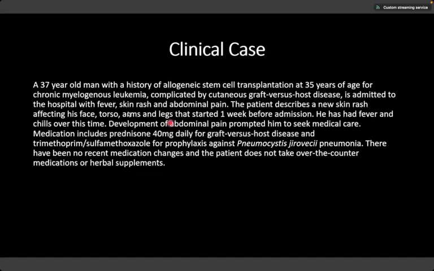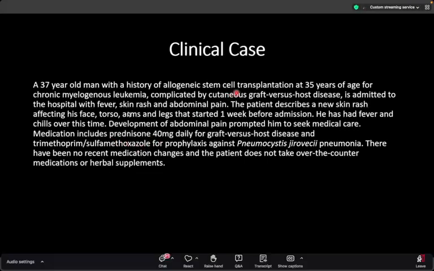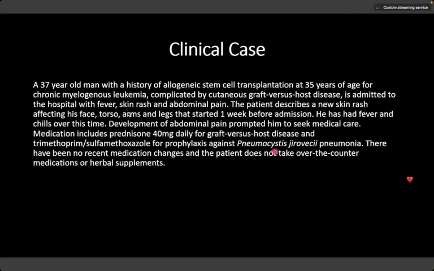He has had fever and chills. Uh-oh, doesn't sound good. Development of abdominal pain prompted him to seek medical care. The medications he's on include prednisone. No surprise because he's a stem cell recipient. So prednisone 40 milligrams daily for graft-versus-host disease, and trimethoprim-sulfamethoxazole. All of us know this as Bactrim. Bactrim for prophylaxis against the infamous Pneumocystis jirovecii pneumonia. There have been no recent medication changes. The patient does not take over-the-counter meds nor any herbal supplements.